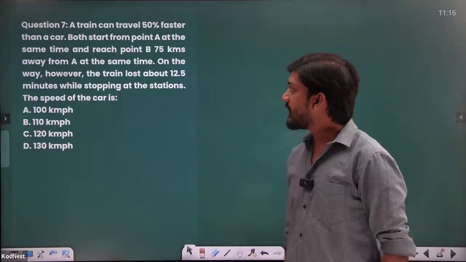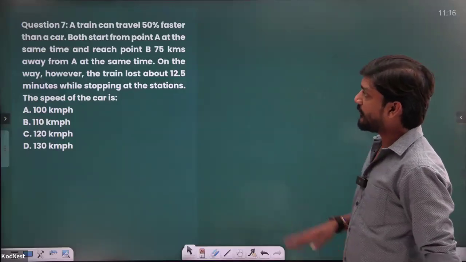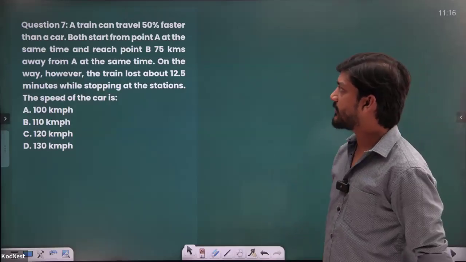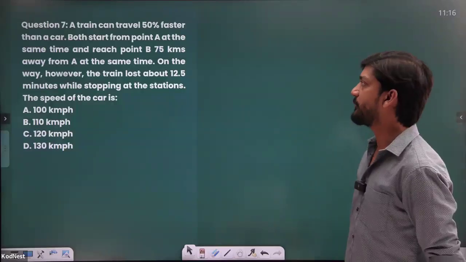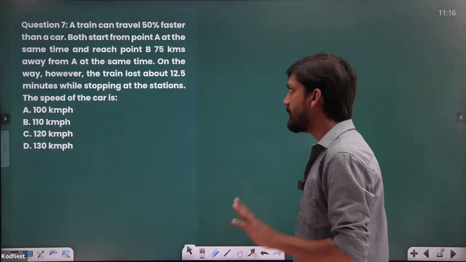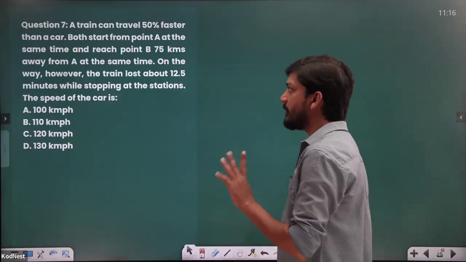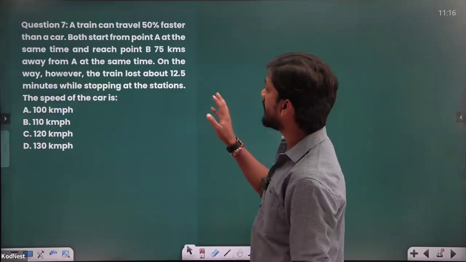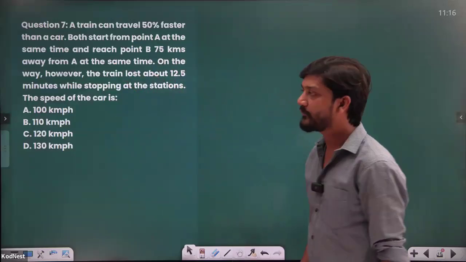So carefully understand the question. A train can travel 50% faster than a car. Speed is not given, just 50% faster than a car. This is what is given. Both start from the same point A at the same time. Reach point B, sorry, point B which is 75 kilometers from A, also at the same time.